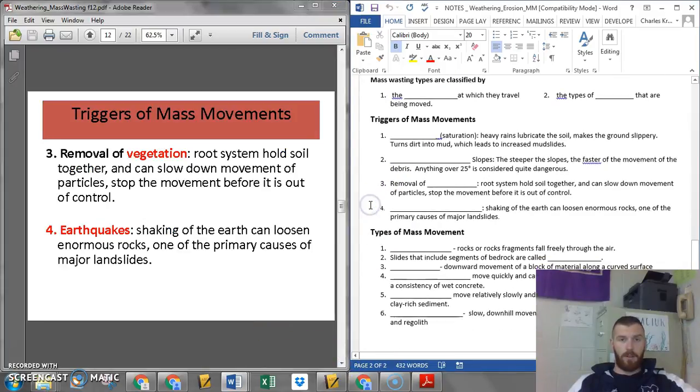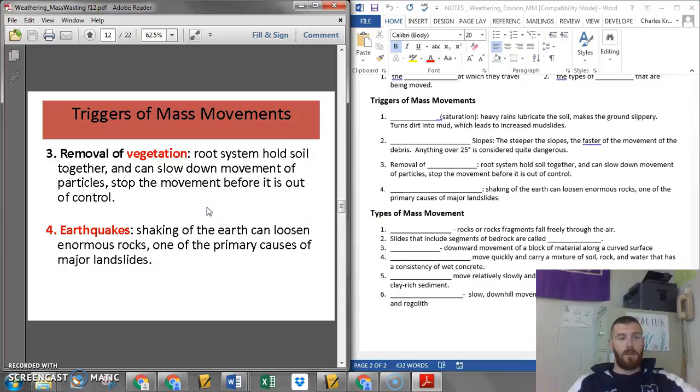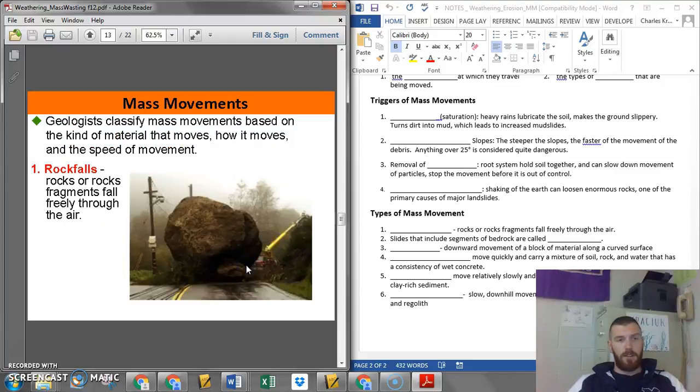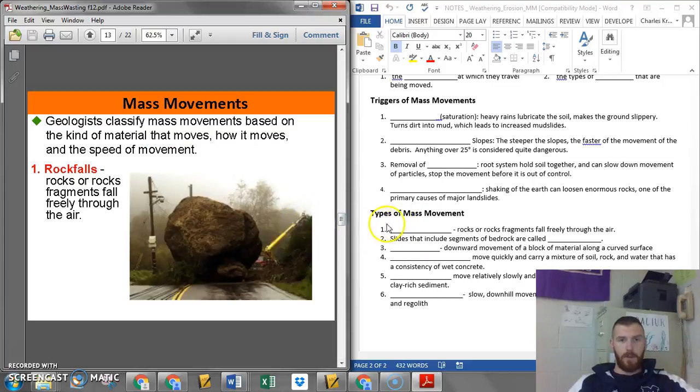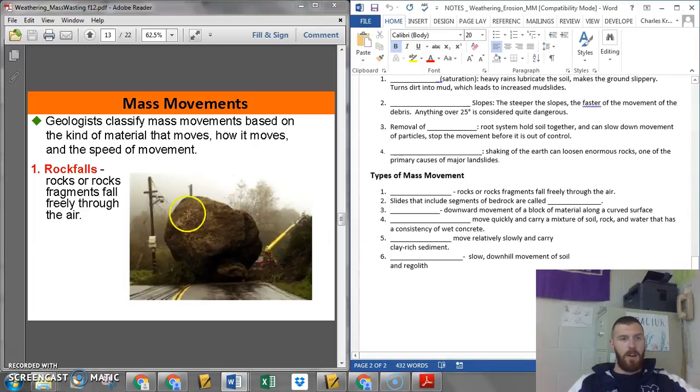So what are some of the triggers of mass movements here? So continuing, removal of vegetation is one. So root systems that hold soil together can slow down the movement of these things. That's why we plant trees and things like that to avoid this. But removing these can speed up these processes. Earthquakes can shake earth loose and loosen enormous rocks, and are one of the primary causes of landslides. So we're getting to the types of mass movements here.